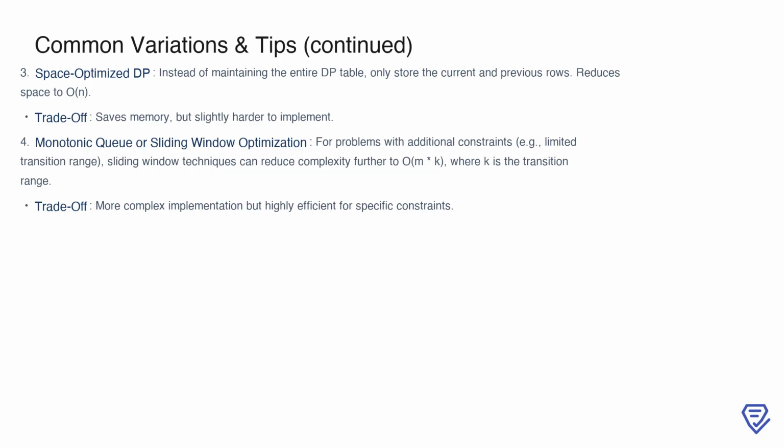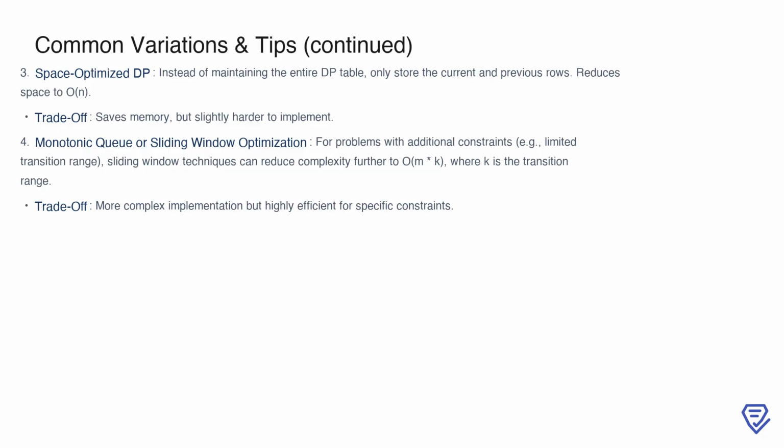Another advanced technique is monotonic queues or sliding window optimization. These are especially useful for scenarios involving a limited transition range between rows. By applying sliding window techniques, you can reduce the time complexity to O(m*k), where k represents the transition range. While this method is highly efficient, its implementation is more complex and requires a solid understanding of the underlying algorithm. Choosing this approach depends on whether the problem constraints justify the added complexity.